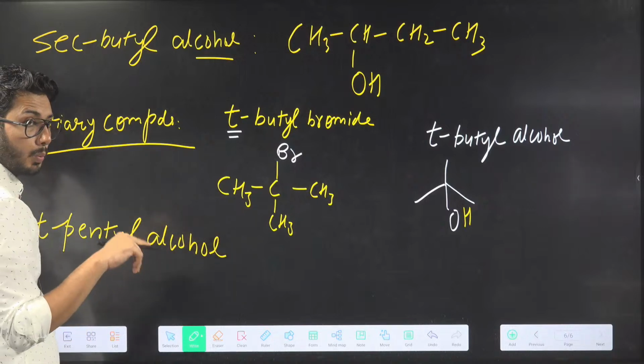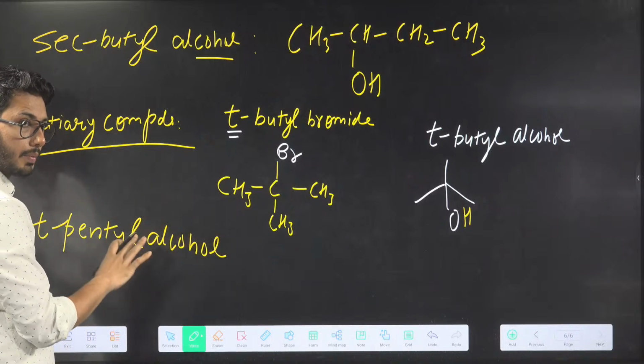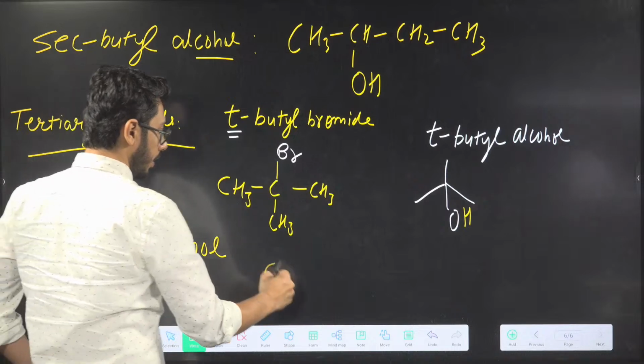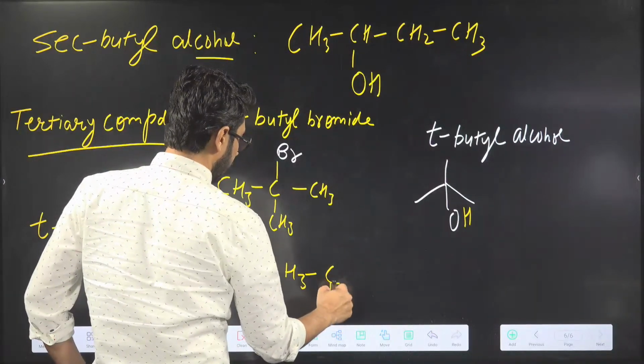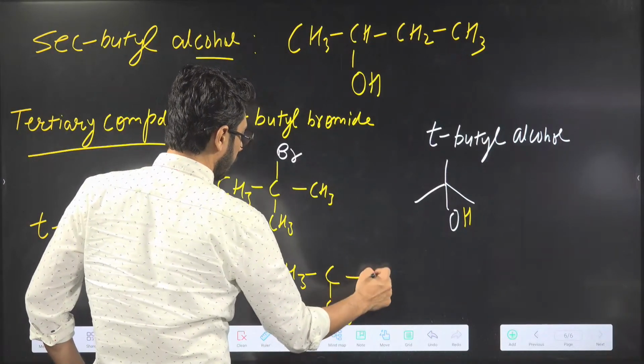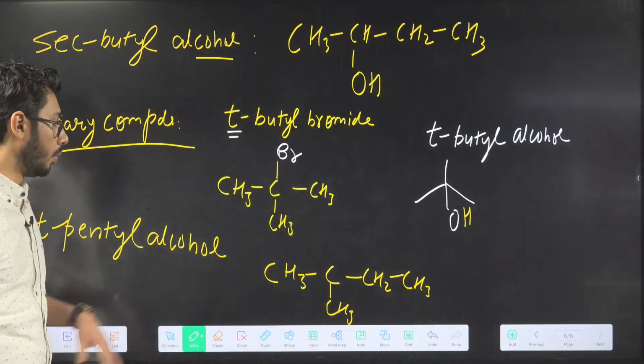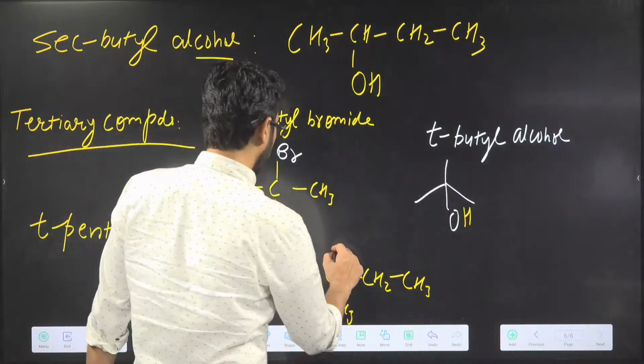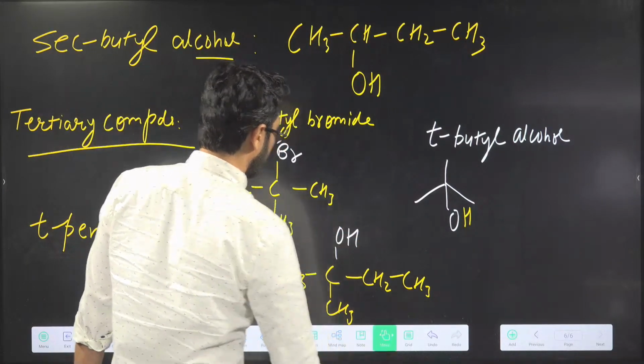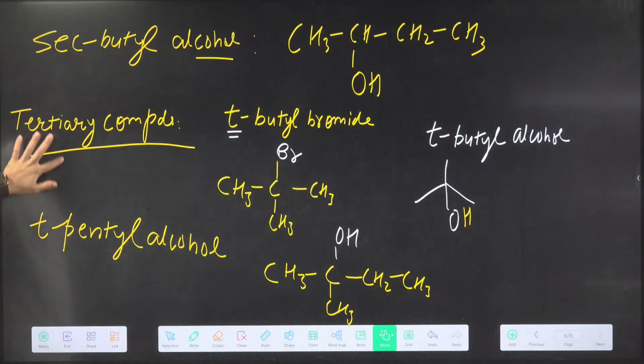Tertiary means whatever group is there, it will be bonded to a tertiary carbon. So the structure will be: firstly draw the tertiary carbon, 4 carbons completed. Then add 1 more carbon, and it is generated. With the tertiary carbon, which is now bonded to OH. This is tertiary pentyl alcohol.